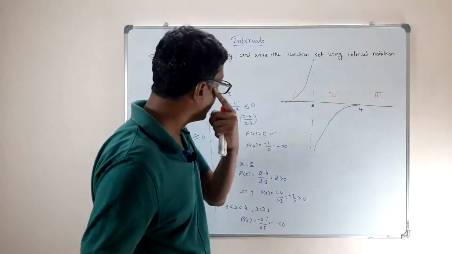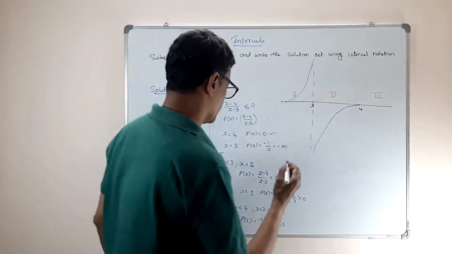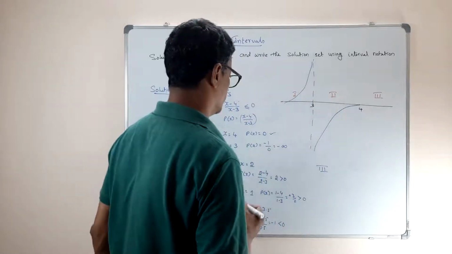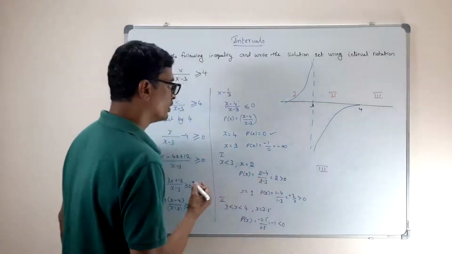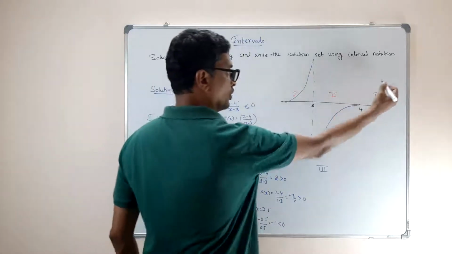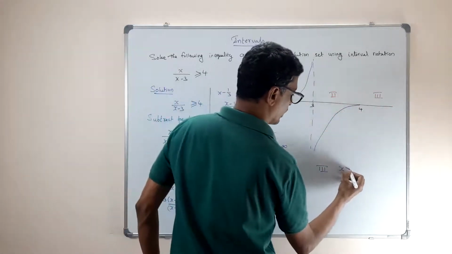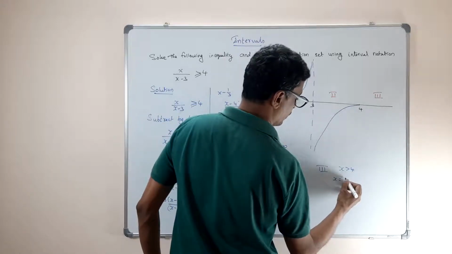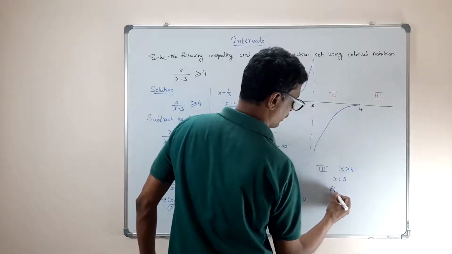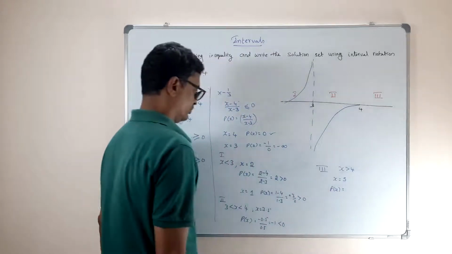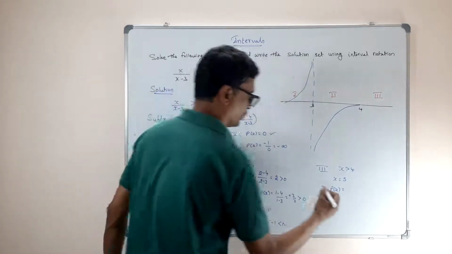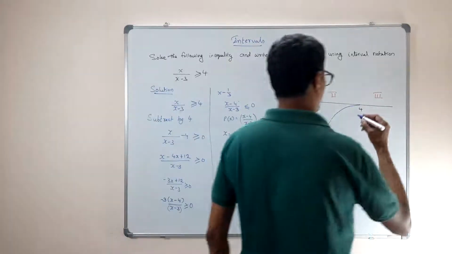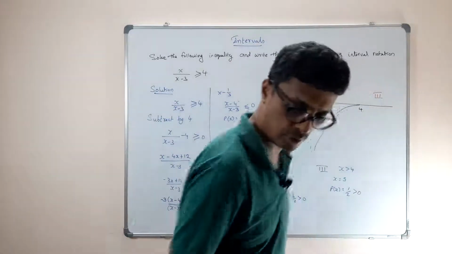Okay, and then comes the third region. X is greater than 4. Tell me what's the value of p of x? Trial value 5. So p of x will be 1 by 2, correct? That is greater than 0. Alright? So let me write it down.